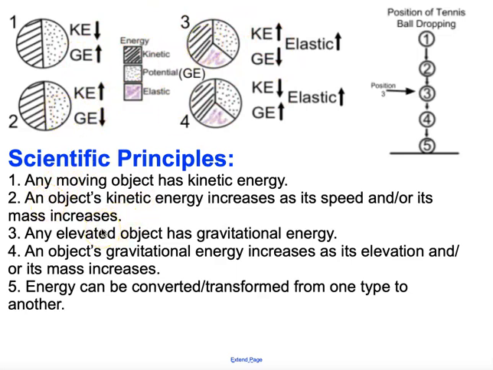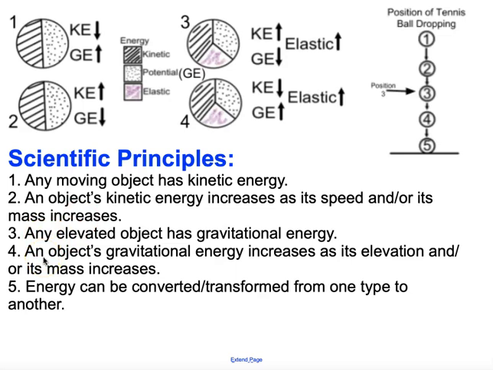Scientific principle number 3, any elevated object has Ge. Again, this one has Ge, this one has Ge, this one has Ge, this one has Ge. Now, if this is touching the ground, it doesn't have any Ge. So 3 is a lot like 1. Yeah, these all have GE, but they all have GE. It doesn't narrow it down at all. So it's true, but it doesn't narrow it down. So 3 is not a good one to use.